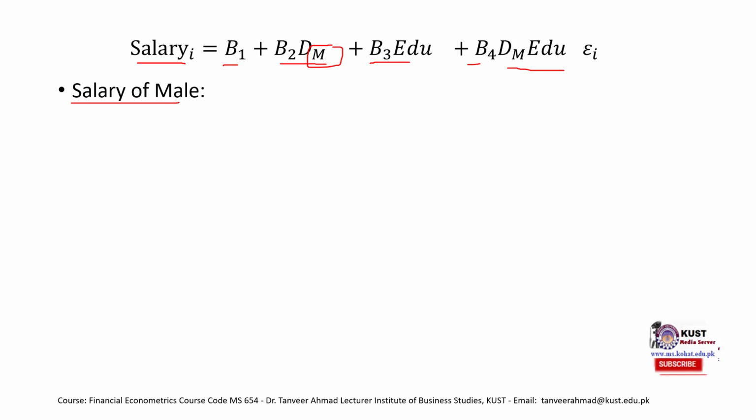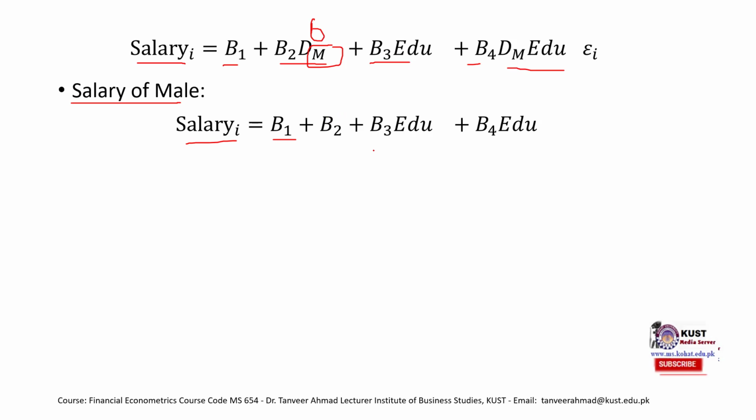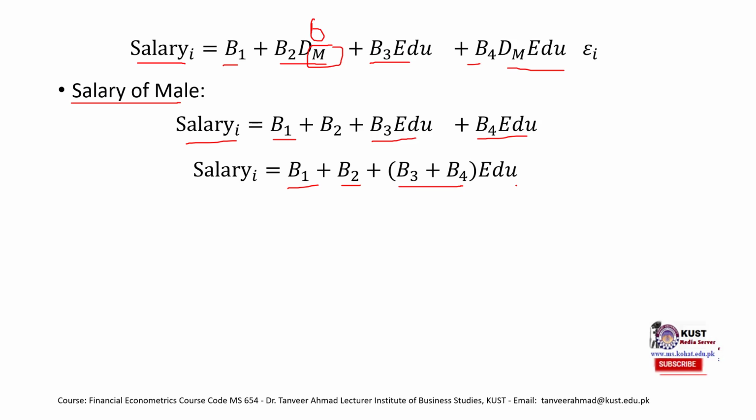So what is the expected value of male? The expected value of male would be B1 plus B2, because this would have a value of 1, so 1 multiplied by B2 would be equal to B2. Then we have B3, and 1 multiplied by education would give us the value of B4 for education. If we simplify this, we have two education terms, so we can take the common, and then we have beta 1, beta 2, and then beta 3 plus beta 4 education. And we would come back to this in a while when we see the expected value of female.